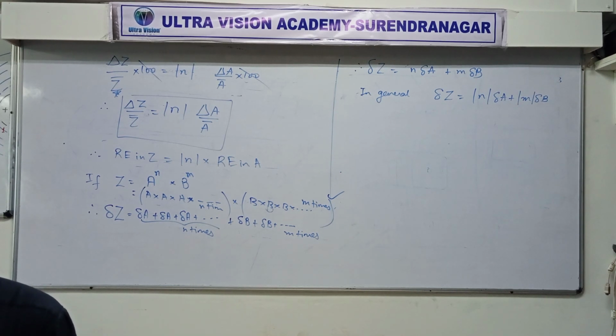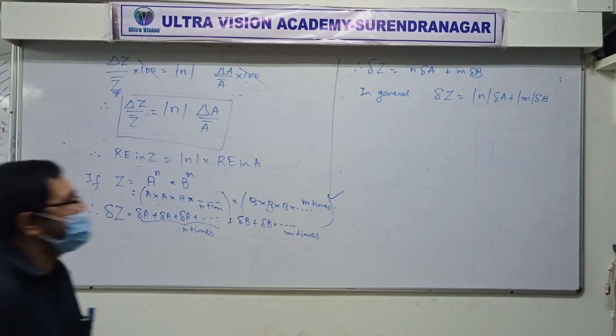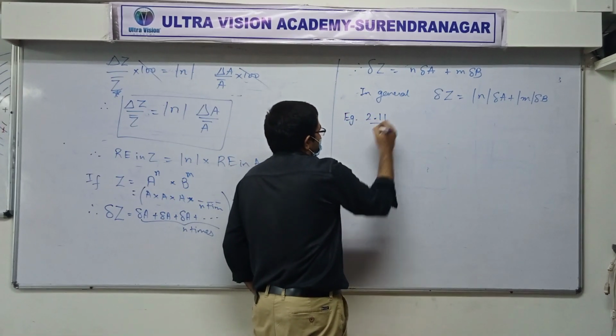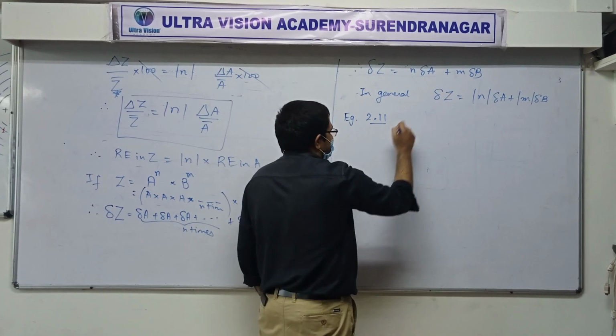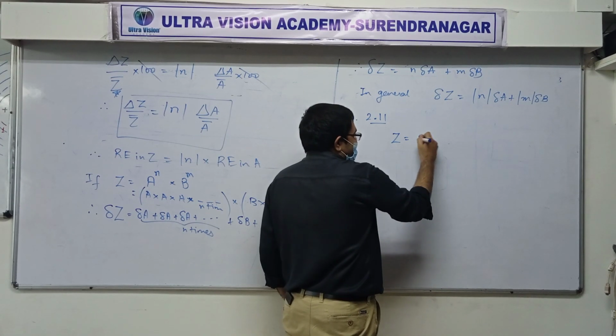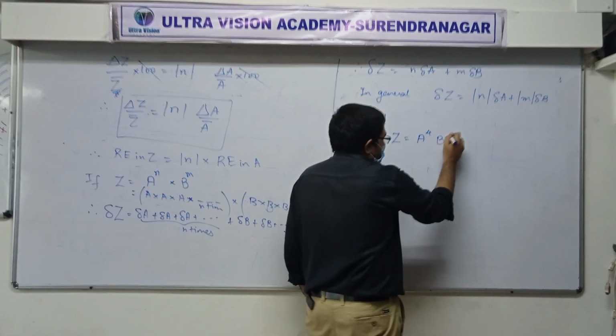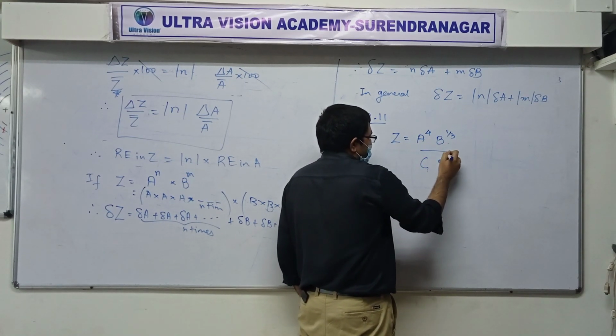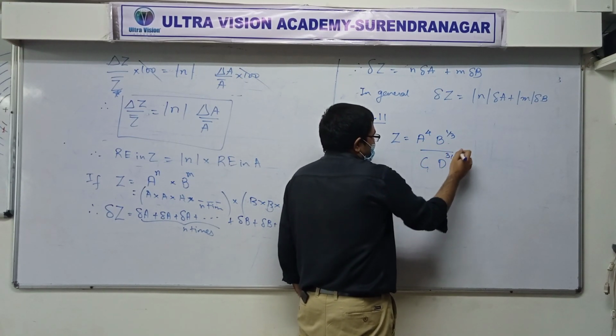Example 11. Find the relative error in Z if Z is equal to a raised to 4, b raised to 1 by 3 upon c, and then d raised to 3 by 2. So in this example 11, what we are given is Z: a raised to 4, b raised to 1 by 3, divided by c and then d raised to 3 by 2.